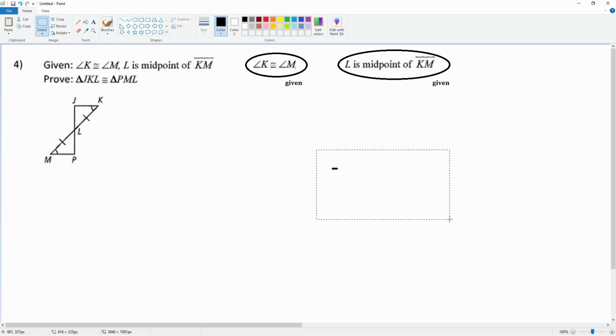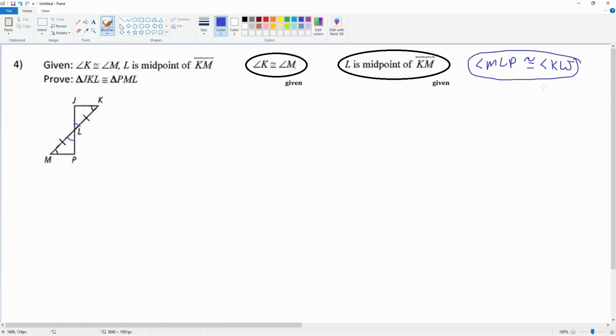Okay. Anything that we can mark? Well, we have that angle. We also have L is the midpoint of LM. Ooh, look, I can also get vertical angles. So I can get angle MLP is congruent to angle KLJ. And this is by vertical angles, right?